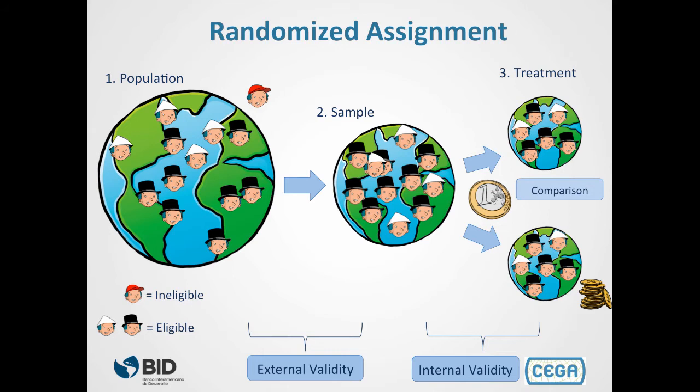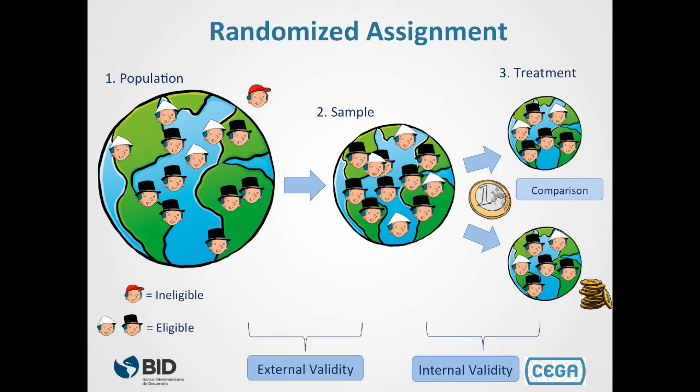Step 3 in this process is the random assignment of the evaluation sample to the treatment and the comparison group. In step 2, we took a random sample of the population. Step 3, random assignment. Please notice the difference between random sample and random assignment. Random sampling does not give you the same properties as random assignment.